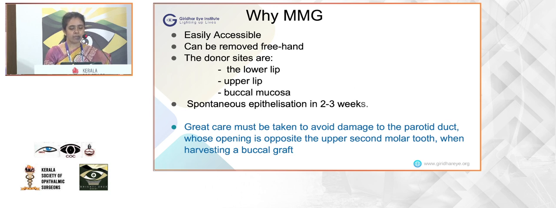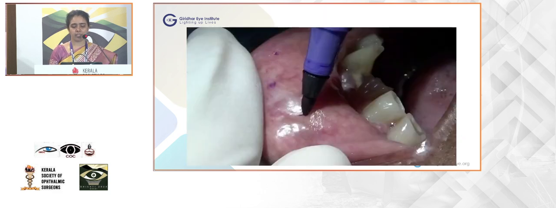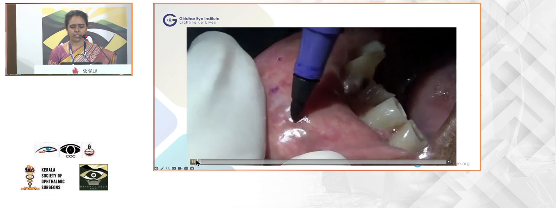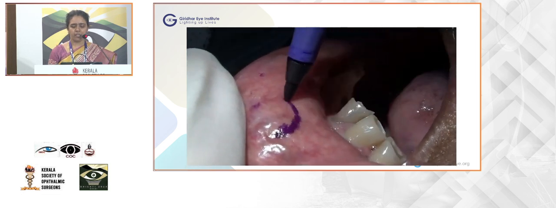So why mucous membrane graft? It's easily accessible, and the donor site will easily epithelialize in 2 to 3 weeks. The only thing is, we have to be very careful when we take this, because you have to avoid damage to the parotid duct. This opening is opposite to the upper second molar tooth when harvesting a mucous membrane graft. This is a short video.